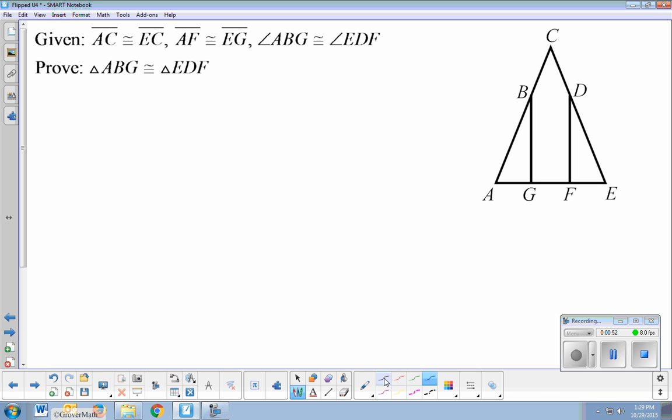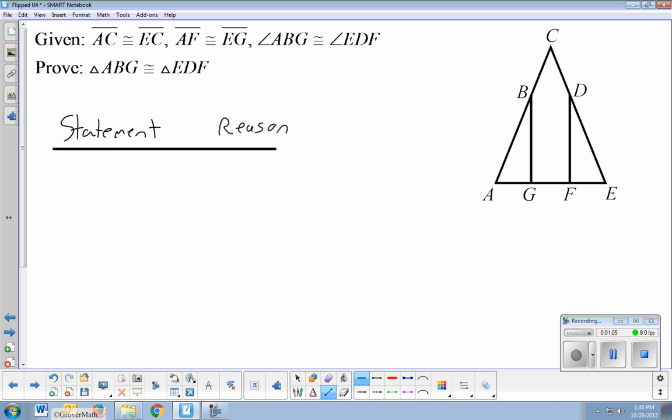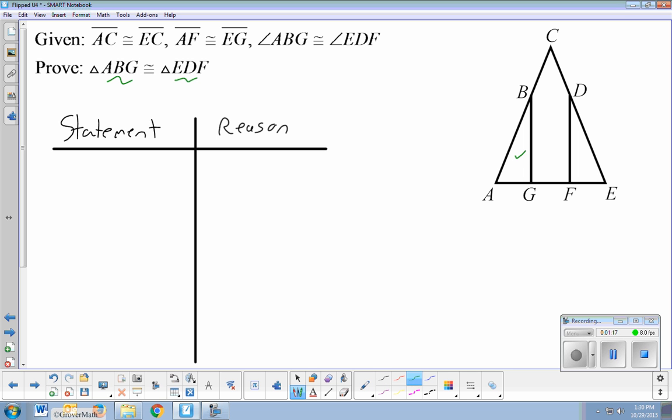So let's take a look at how this will pan out in a proof. Let's set up our statement and reason table. Okay, so we're asked to prove triangle ABG, which is this triangle here, is congruent to triangle EDF, this triangle here. So we're going to look for three pairs of congruencies, and our first given is that AC is congruent to EC.